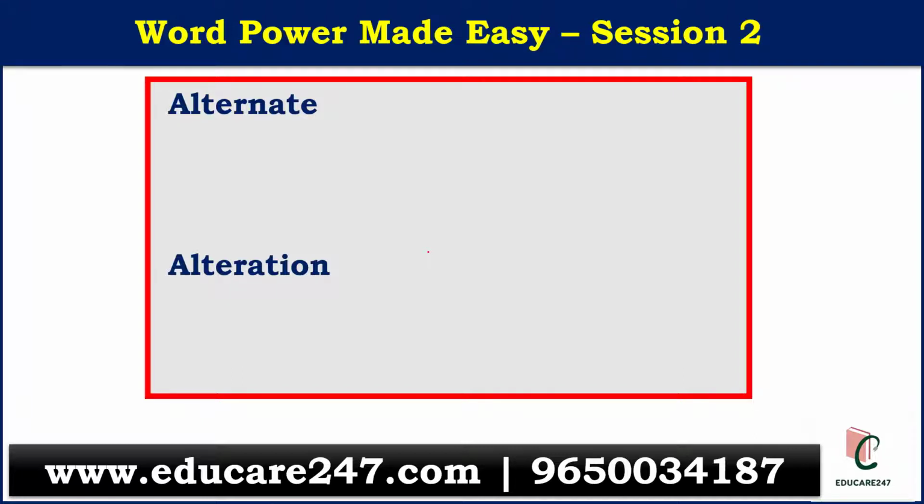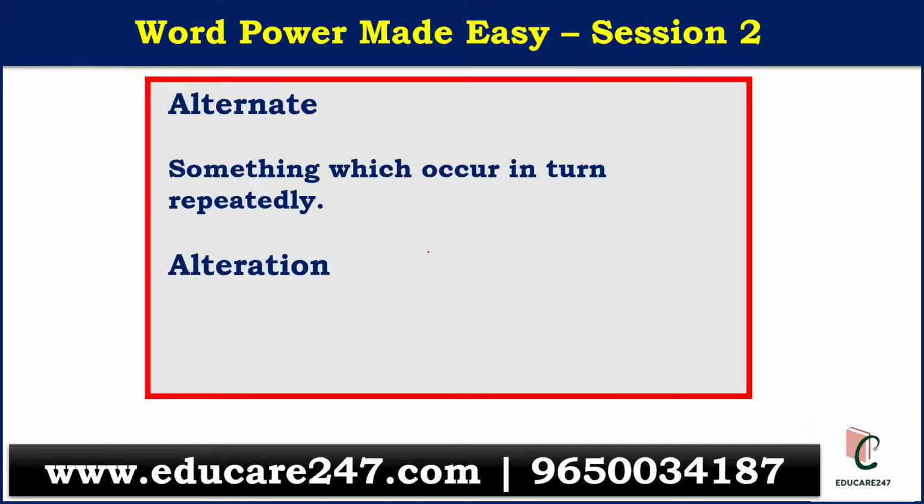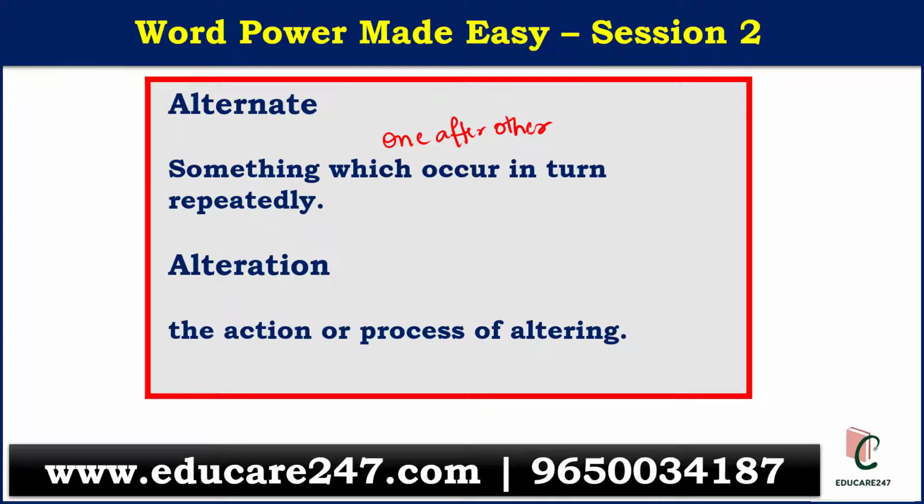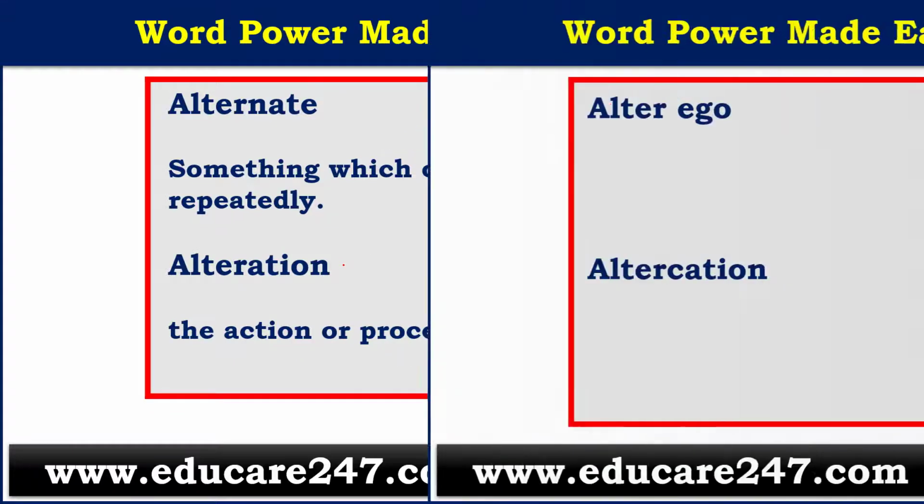Our next word here is alternate. Alternate is something which occurs in turn or repeatedly. Again, it's occurring one after the other. So it's the same as the verb form of the word. The next word we have is alteration. Alteration is basically the action or process of altering. Altering, as we discussed, is changing something. So if you are actually changing something, that process is going to be known as alteration. It's a noun form actually.